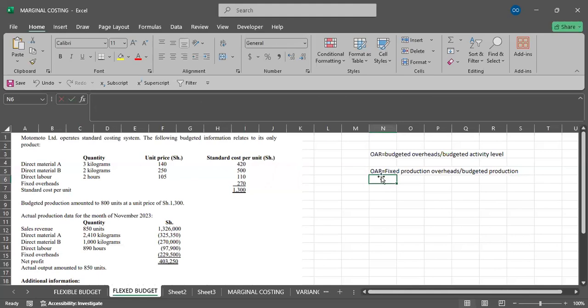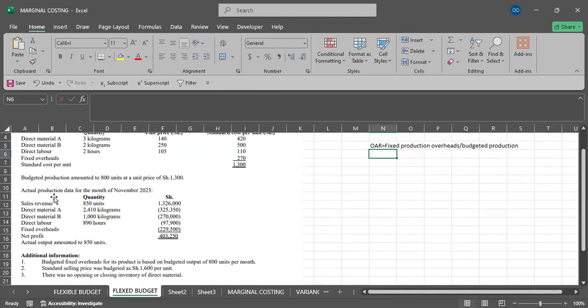Now, having done that, are we able to get the fixed production overheads? Because we need to have total fixed production overheads. Do we have total fixed production overheads? We don't have that, right? How about budgeted production? If we read the entire question, let's move down and see any other information provided. So budgeted production amounted to 800 units at a unit price of 1,300. That is now the budgeted production in terms of units.